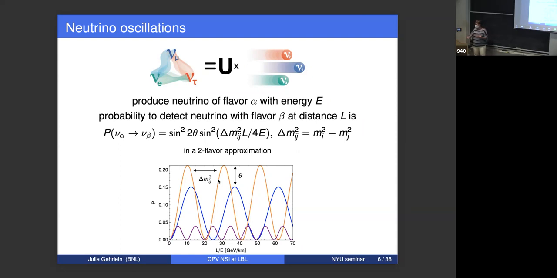To measure this oscillation probability in a very simplistic way, you have oscillation experiments which have a near detector, which measures the number of neutrinos of flavor alpha, and then you compare it to the number of events at a far detector, which measures the neutrinos of flavor beta. And the ratio of this is the oscillation probability.